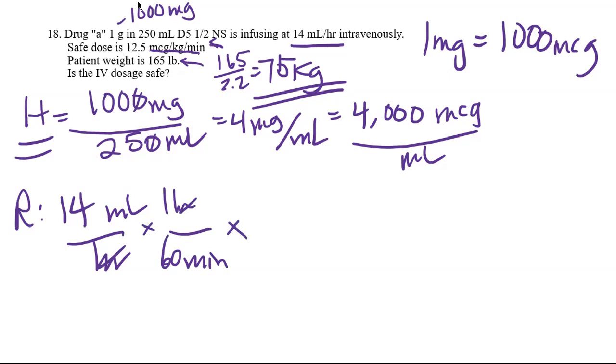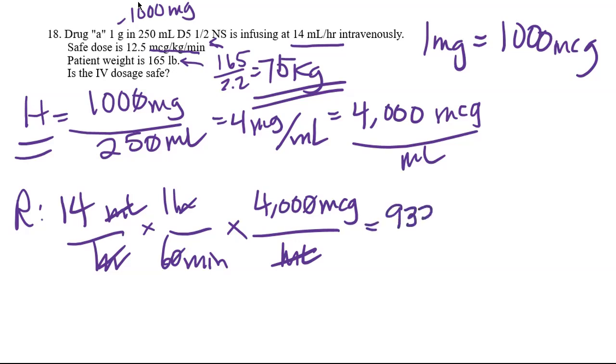Actually, let's not flip it. Let's go 4,000 micrograms per ml. Okay, cross out mLs here, cross out mLs here, a 0 here, and a 0 here. And we got 14 times 400 divided by 6. Okay, 14 times 400 divided by 6, which is 933.3333 forever. And that's going to be micrograms per minute.